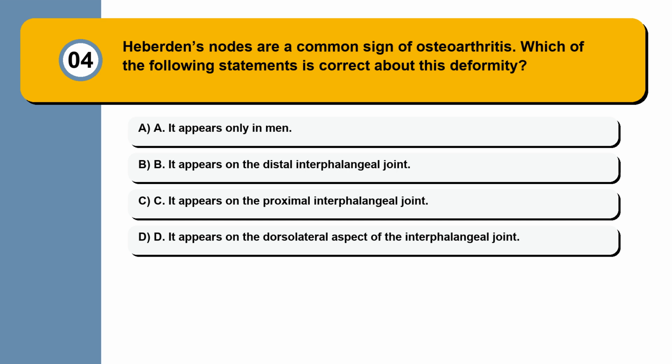Question 4. Heberden's nodes are a common sign of osteoarthritis. Which of the following statements is correct about this deformity? A. It appears only in men. B. It appears on the distal interphalangeal joint. C. It appears on the proximal interphalangeal joint. D. It appears on the dorsolateral aspect of the interphalangeal joint.